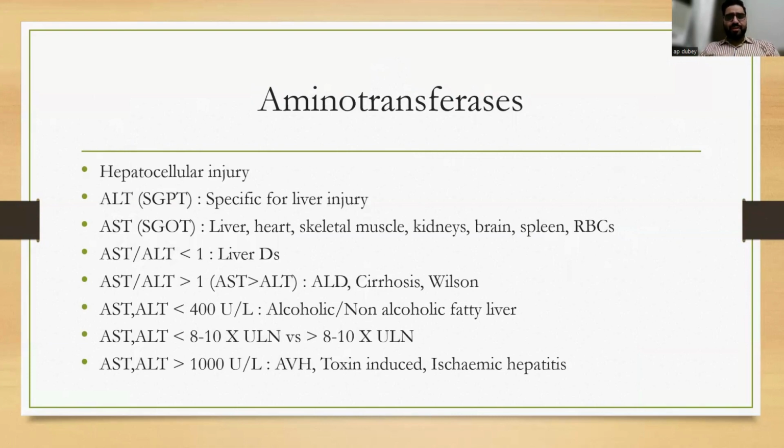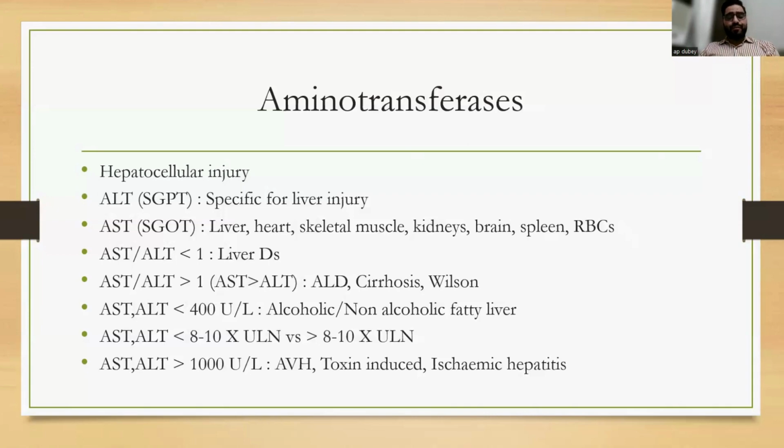First is aminotransferases, which are ALT and AST, also known as SGPT and SGOT. ALT is specific for liver injury because it is exclusively contained inside the hepatocytes, whereas AST, apart from liver, is present in many tissues, so it can be raised in many conditions apart from liver injury. So that's why ALT is specific for liver injury. It is raised higher than AST in most of the liver disorders. So in most liver diseases, the AST by ALT ratio will be less than 1. Why? Because ALT will be higher than AST and ALT is the denominator. So AST by ALT ratio will be less than 1.